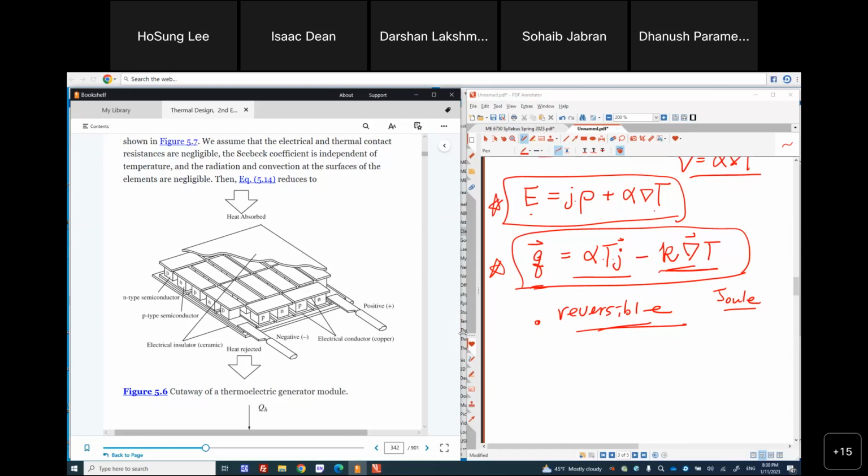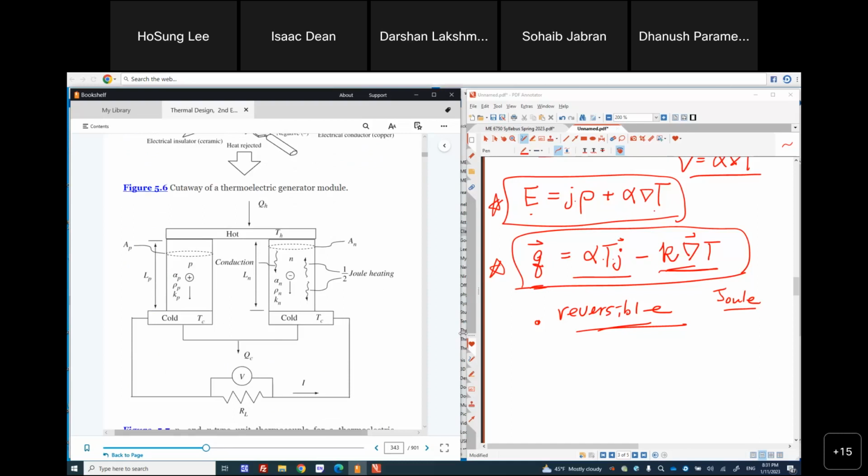The Seebeck coefficient is temperature independent, not temperature dependent, so that we can neglect the Thomson effect. Contact resistance is negligible, and convection and radiation heat loss is negligible. Radiation, convection, negligible. Three things, then it becomes ideal. Okay, so we talk about ideal first of all.